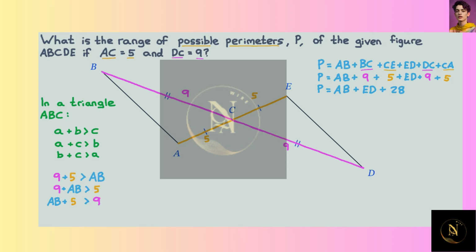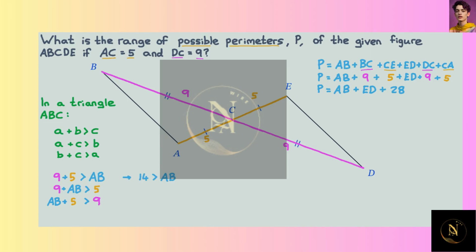Applying this to each pair of sides gives us three inequalities that must be satisfied for any triangle. Applying this result to triangle A, B, C in the figure and using the known side lengths gives us three inequalities. We have 9 plus 5 is greater than AB, 9 plus AB is greater than 5, and AB plus 5 is greater than 9.